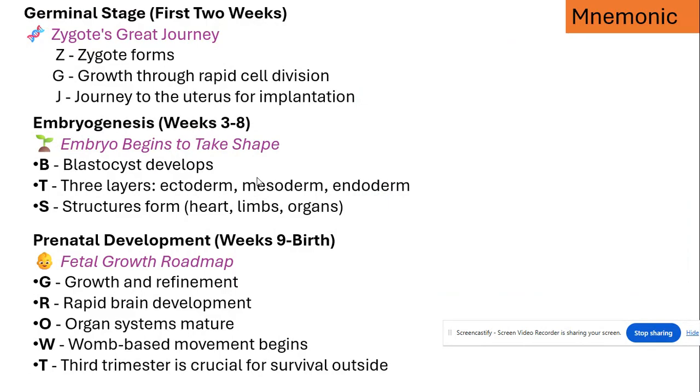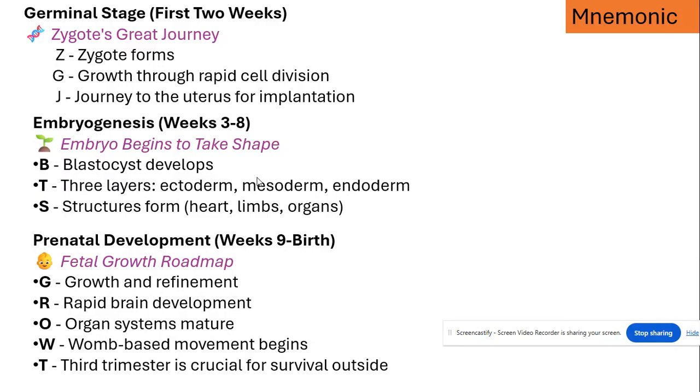All right, so let's use some mnemonics here, okay? So the germinal stage is the first 2 weeks. Remember the mnemonic: zygote's great journey. Z, zygote forms. G, growth through rapid cell division. The germinal stage has cell division and differentiation. J is journey to the uterus for implantation. So we have the zygote's great journey, from the minute the zygote forms through fertilization to the journey to the uterus for implantation. We'll study further that it gets implanted in the ampulla, etc.